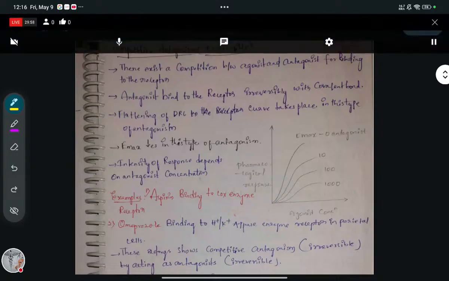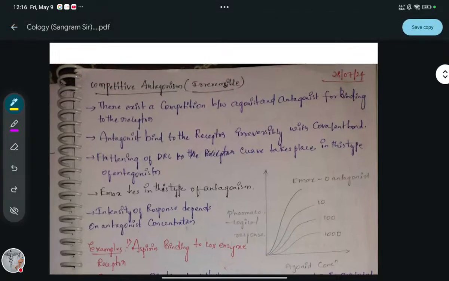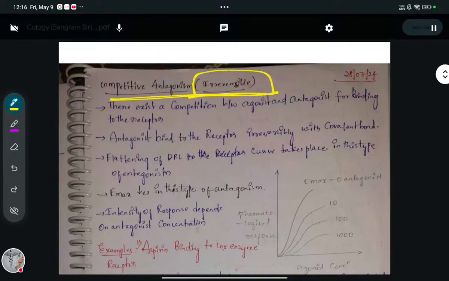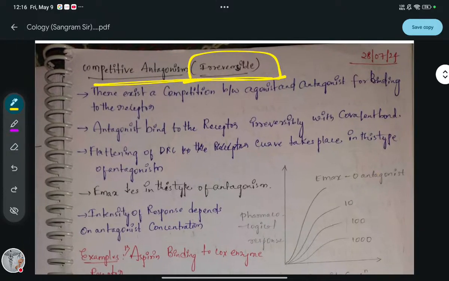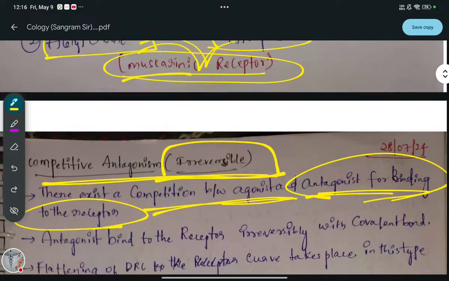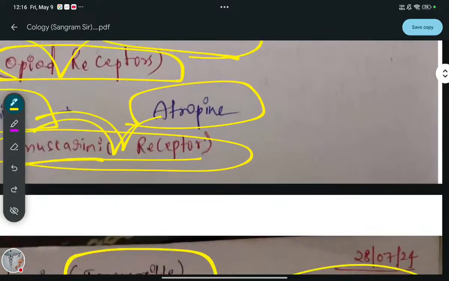If the competitive antagonism is irreversible, there exists a competition between agonist and antagonist for the binding site on the receptor. When the binding site on the receptor is involved, I mentioned that there will be two types of competitive antagonism.